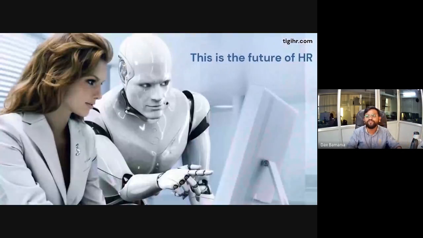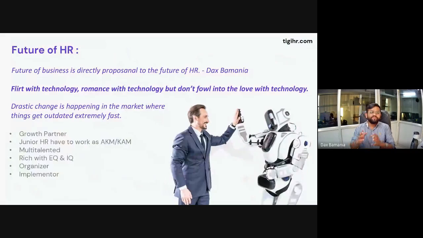So what is the future of HR? This is the future of HR. We need to work with the technology, and HR needs to identify everything about the technology. The future of business is directly proportional to the future of HR. We need to identify this statement. The future of business is directly proportional to the future of HR.